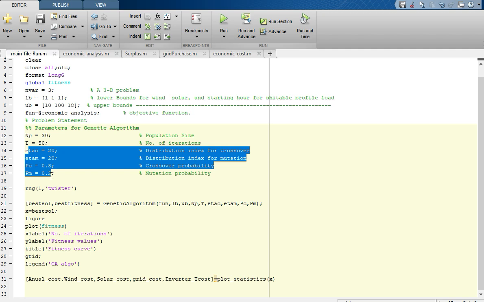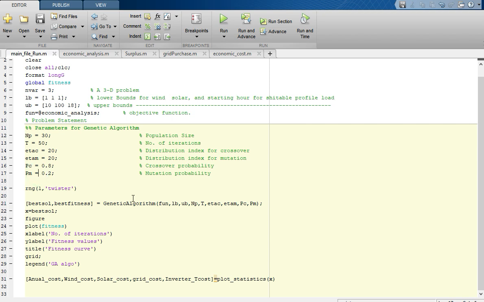So probability, crossover probability, mutation probability. Here we are calling the optimization algorithm, the genetic algorithm. We are giving as input the fitness function, the lower bound, the upper bound, the population, and these genetic algorithm parameters. At the output, it's giving us the best solution, meaning x, which consists of x1, x2 and x3.